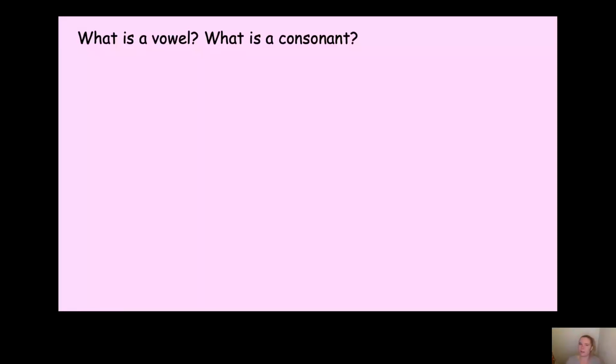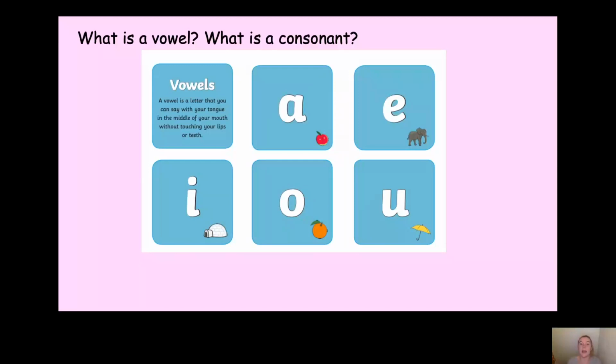So the vowels in the alphabet are A, E, I, O, and U. A consonant is any letter in the alphabet that isn't a vowel. So if it isn't A, E, I, O, or U, then the letter is a consonant, like T, and X and S and B. Okay, all of the letters that are not vowels. And remember, our vowels are A, E, I, O, and U. Can you repeat those after me? A, E, I, O, and U.